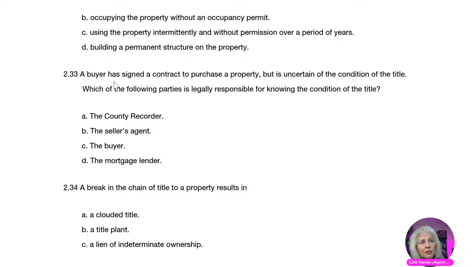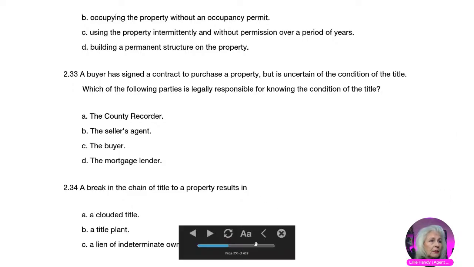But the question says a buyer has signed a contract to purchase the property, but is uncertain of the condition of the title. Which of the following parties is legally responsible for knowing the condition of the title? Well, the buyer is. However, the seller has to prove. So the buyer with their agent should ask for a title search on the property. So that was 33C.